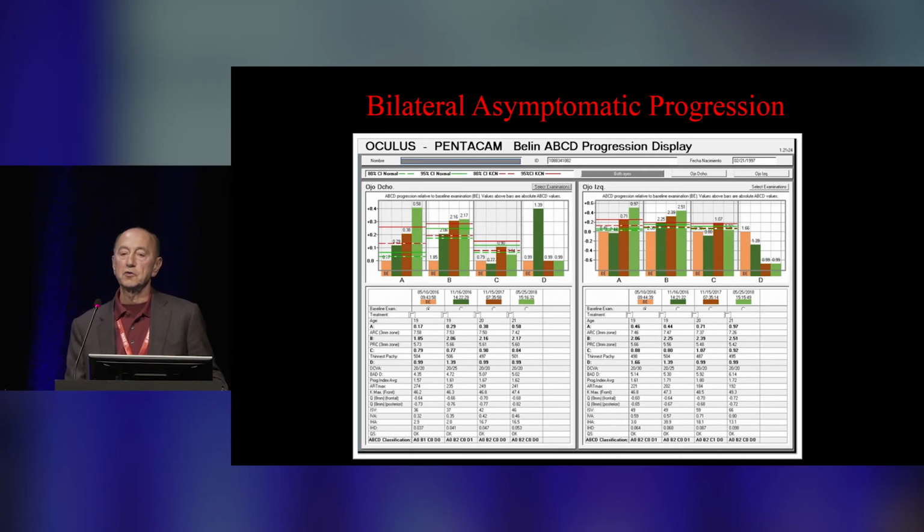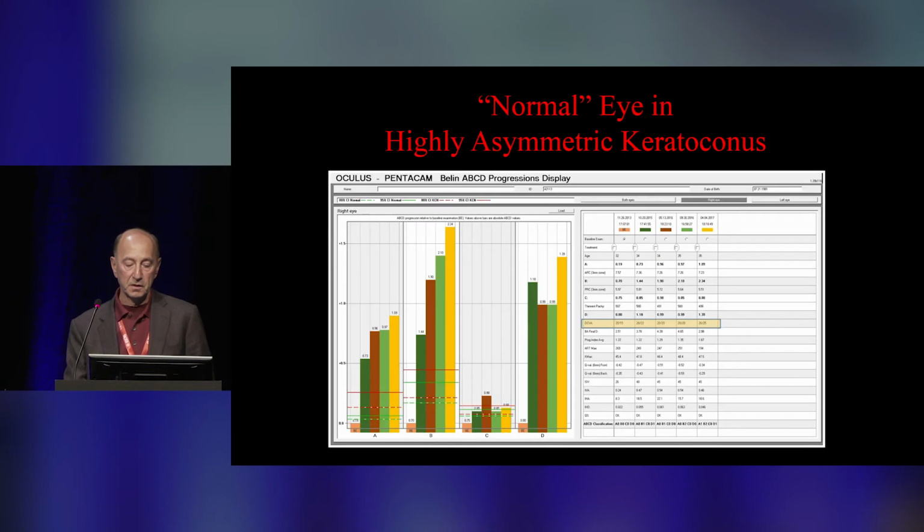Again, the next two are what I think are really critical to show you the importance of looking at this display. This is a patient with bilateral asymptomatic progression. It's hard to see, but if you look at the visual acuities here, 20/20, 20/25, 20/20, 20/20, 20/30, it actually got better, 20/25, 20/20, and 20/20, totally asymptomatic. But look, continued progressive change, statistically significant change. This is when you should be intervening, not after they've lost vision.